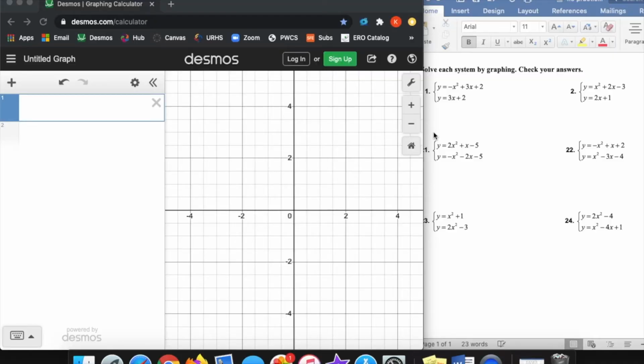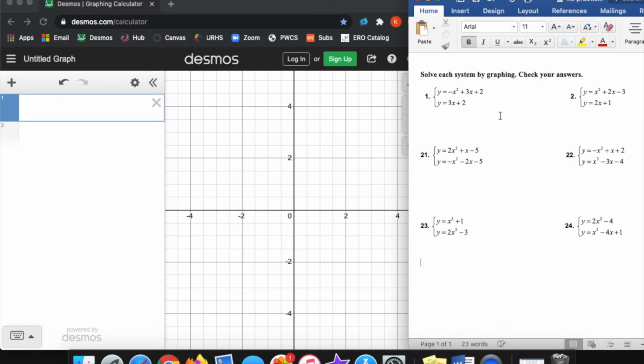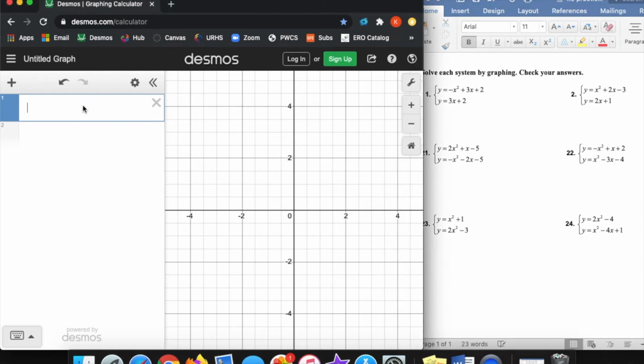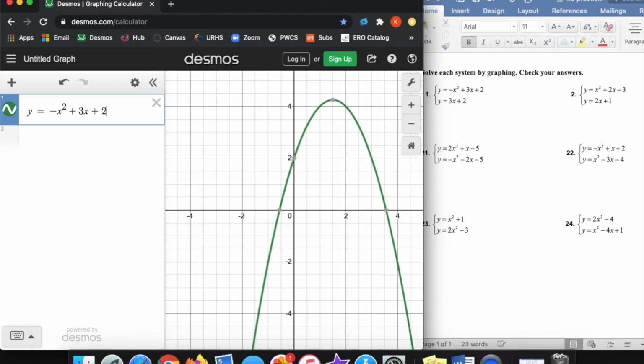Alrighty, everybody, in Desmos here, we are going to solve these quadratic systems involving at least one quadratic equation, sometimes two. If we just type in, we don't need to include that fancy bracket, negative x squared plus 3x plus 2, that first parabola shows up, and that's good.